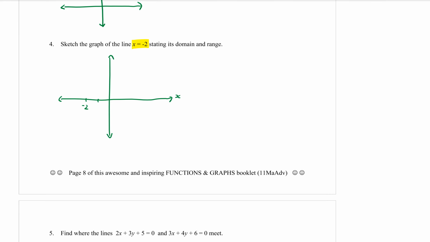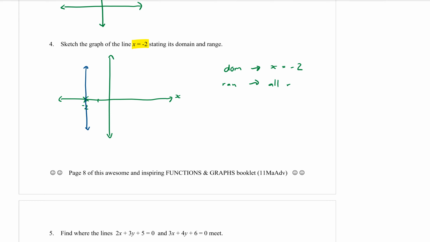So it's going to go through x equals minus 2, vertically, straight down. There's the graph. Domain and range. What possible x values can I have? There's only one, not 2 though, minus 2, but I knew what you meant. So x equals minus 2 is the only x value that you can have for that, whereas the range, all real y. We can still have all values of y. The graph is going to keep going up and down, right?